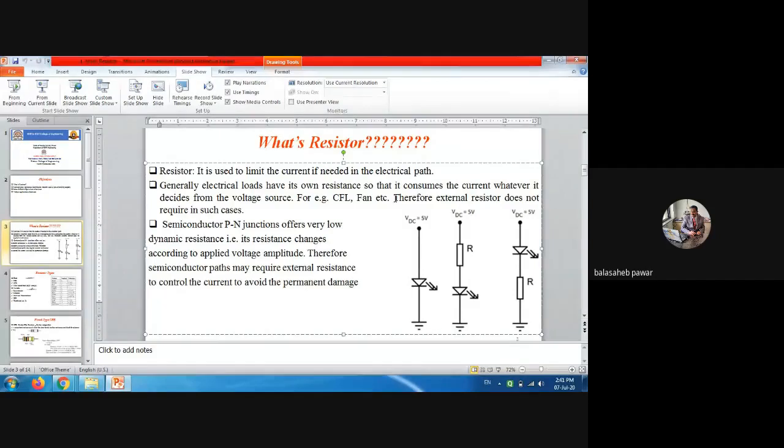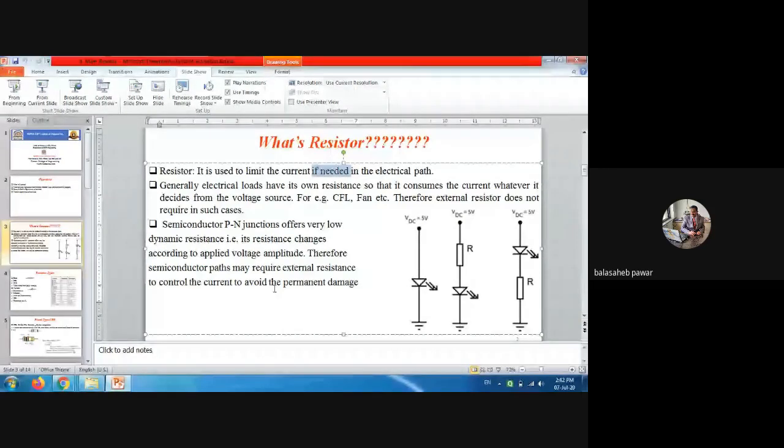In the case of our semiconductor devices, as they offer very small resistance, we can't connect them to a strong voltage source. Otherwise, a huge amount of current flows through them and the device gets damaged. And that's why I mentioned the words "if needed". So you have to remember this one.